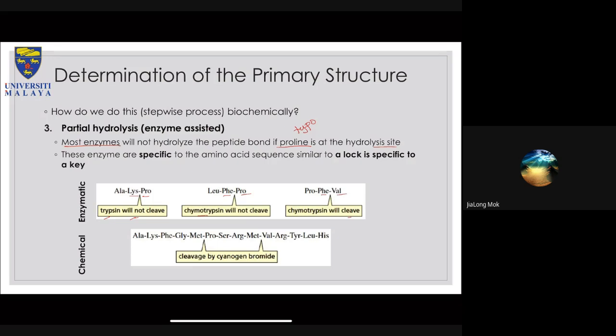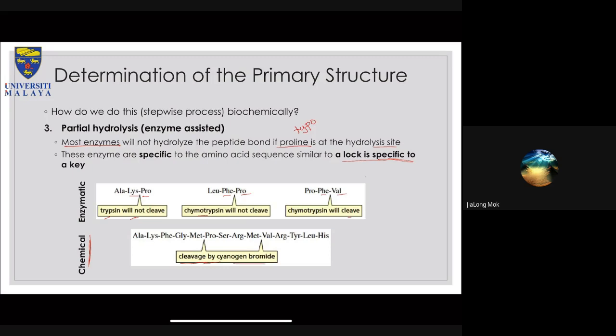I can't remember whether I'll be teaching this subject or not. But if you are taking natural products and biotechnological chemistry, then I'll be teaching you about enzymes next. However, for chemicals, if you do have a similar sequence, you can cleave using cyanogen bromide.